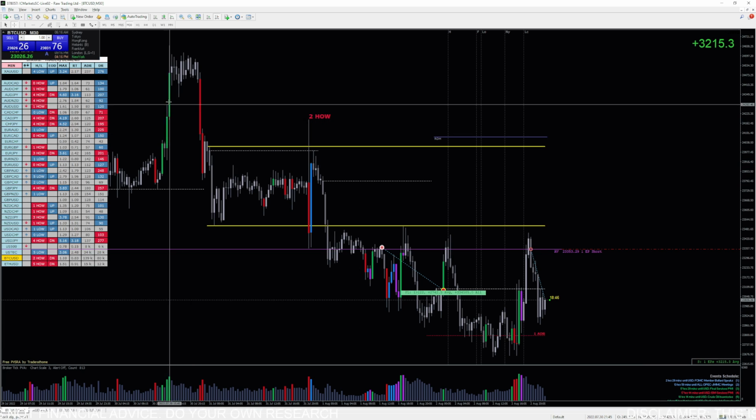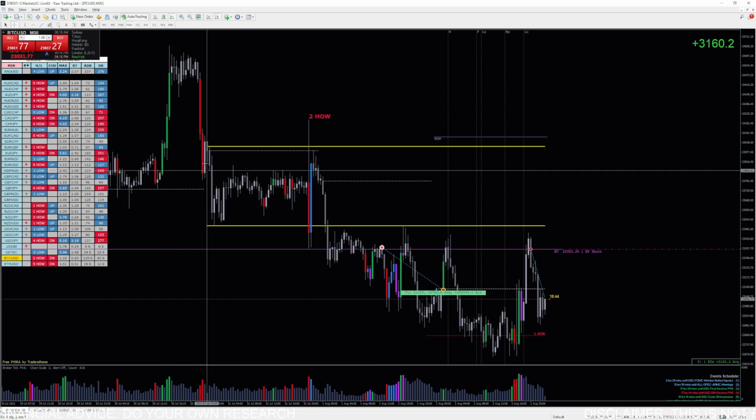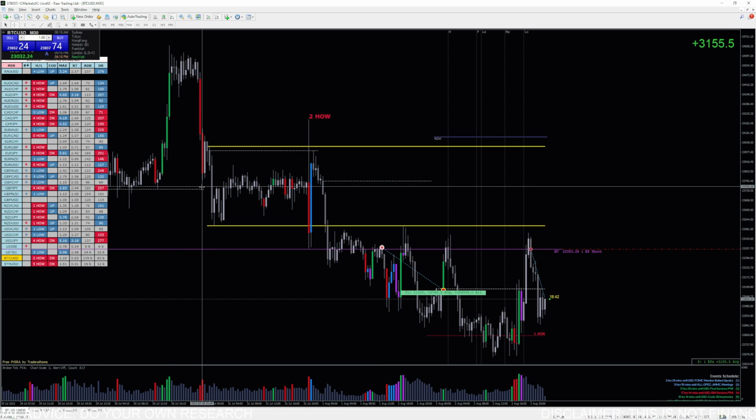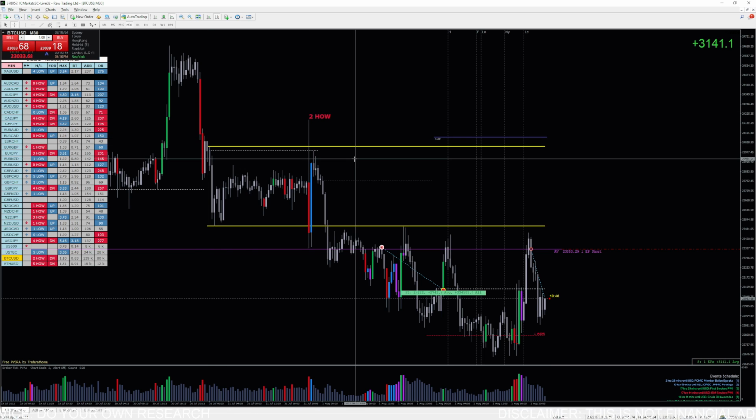Look what happened here. Recovery of the full green vector candles, and then the red vector candles come down, and then they instantly reverse price back up. Okay?